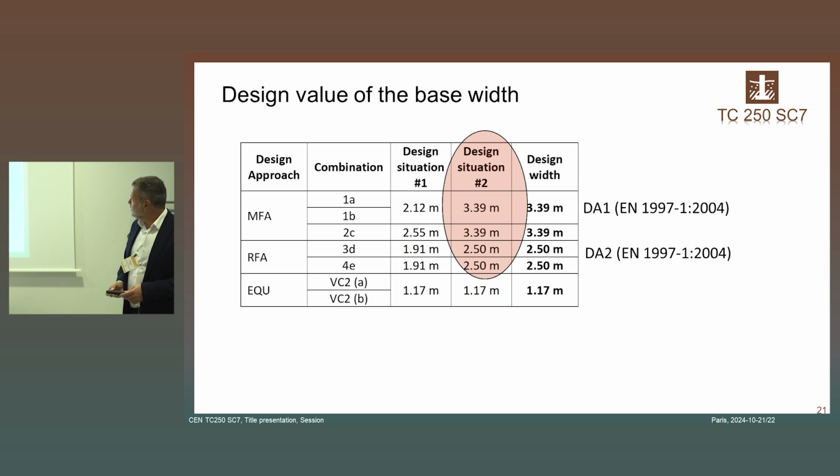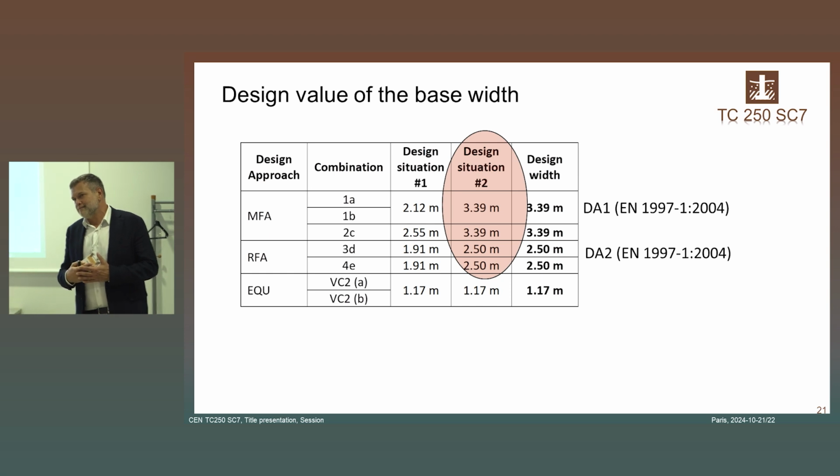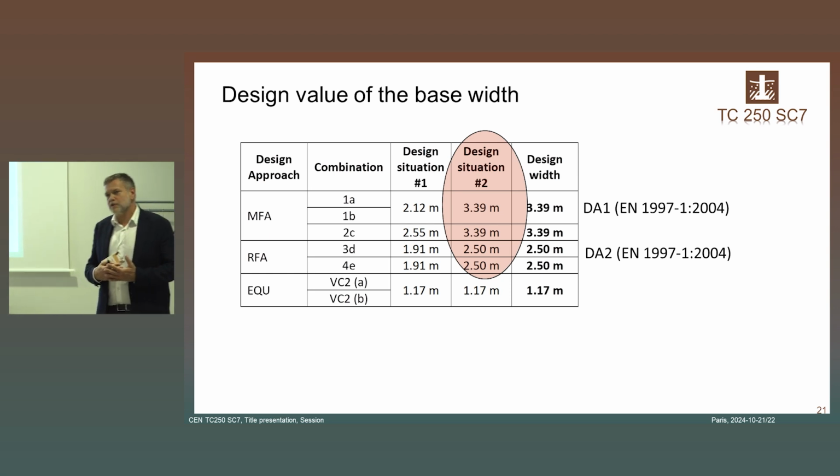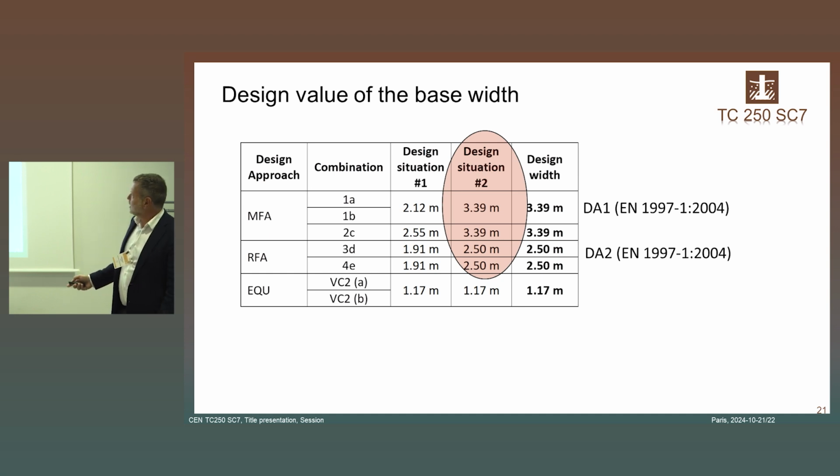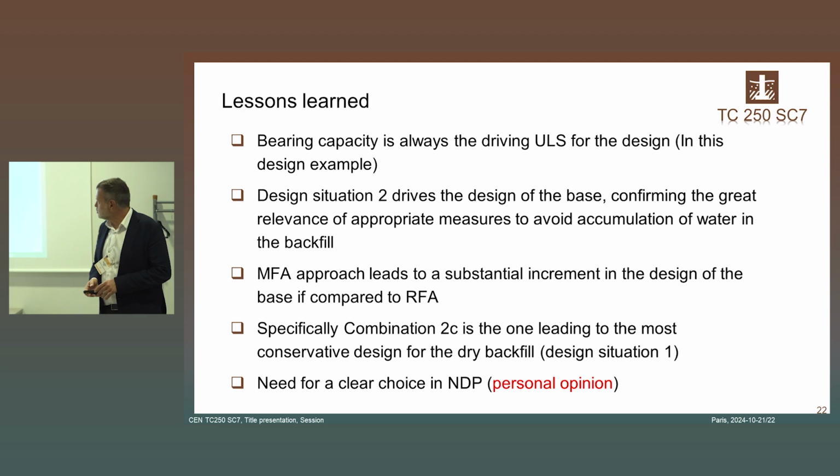When we go to design situation number 2, basically in this second design situation things collapse a bit, because we do not differentiate as a function of the safety factor on actions, because they become all equal to 1. So basically we have only two possible dimensions for the wall, and these are both larger than the one that we got in the dry case. But again, in the material factor approach we have dimensions of the wall that are rather larger than the ones that we get in the resistance factor approach.